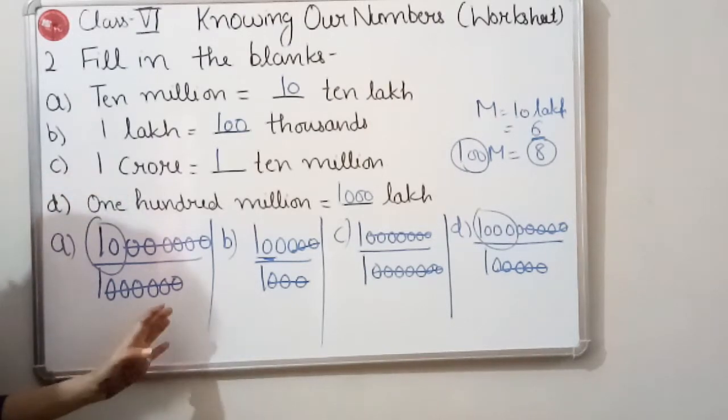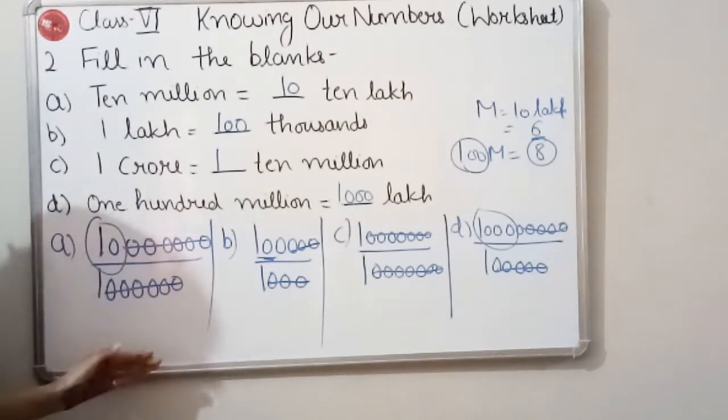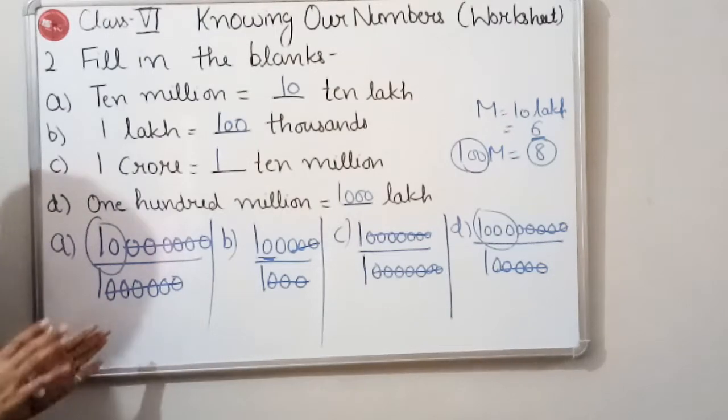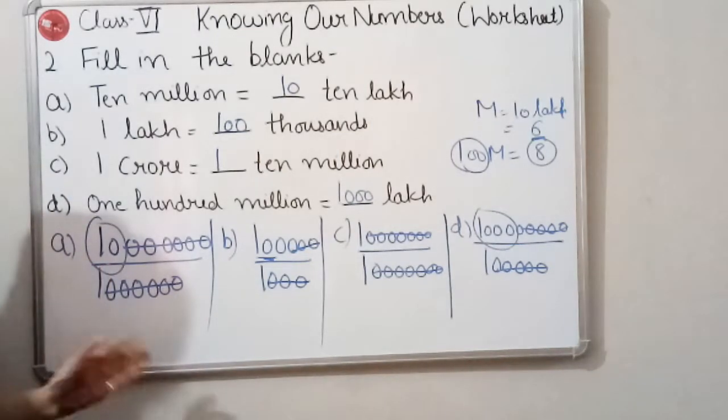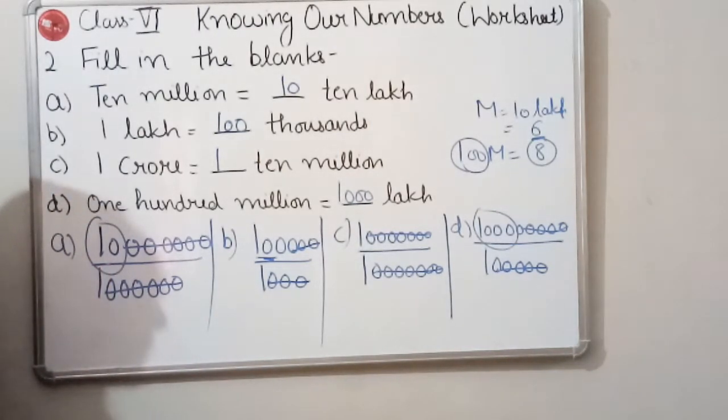We just have to count the number of zeros, and then we can cut as many zeros as we can, and then we will be left with the answer. Fine. So that is how we have to do question number 2.